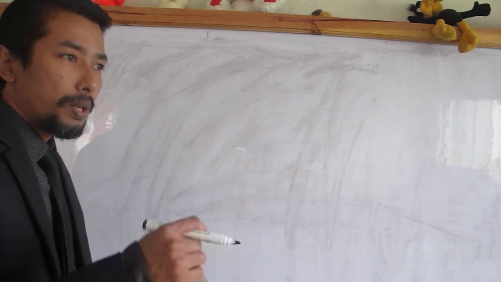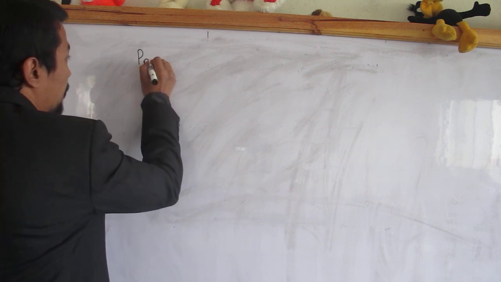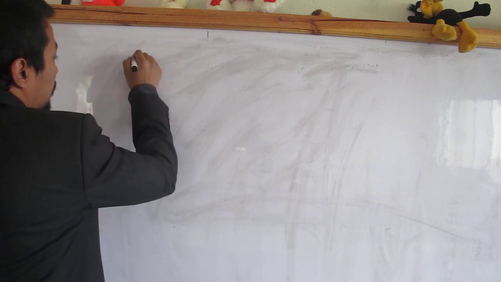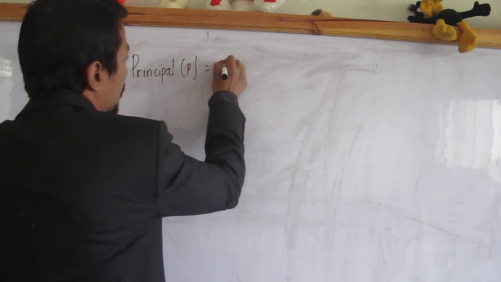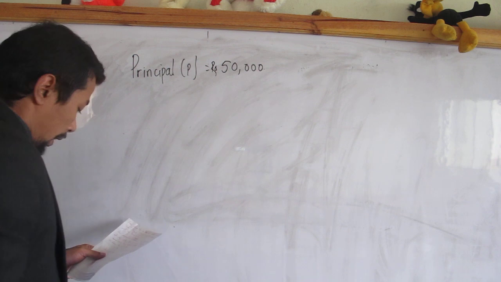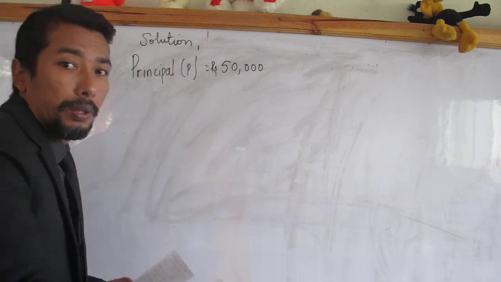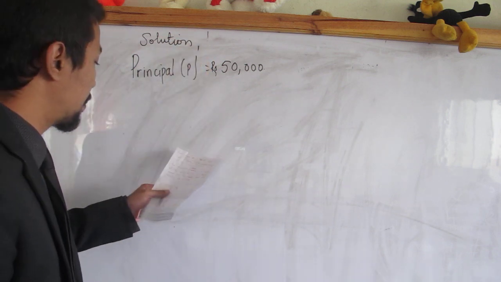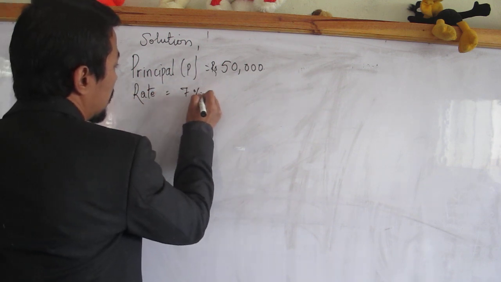Now this second question was, Ram deposited rupees 50,000 in a bank. If you remember, Ram deposited, so deposit means that becomes our principal. Can you see this? I'll try to write it bigger. Principal, P is equal to rupees 50,000, because that was the initial amount of money. And then the solution: principal is this much, and in a bank at the rate, rate is equal to 7%.